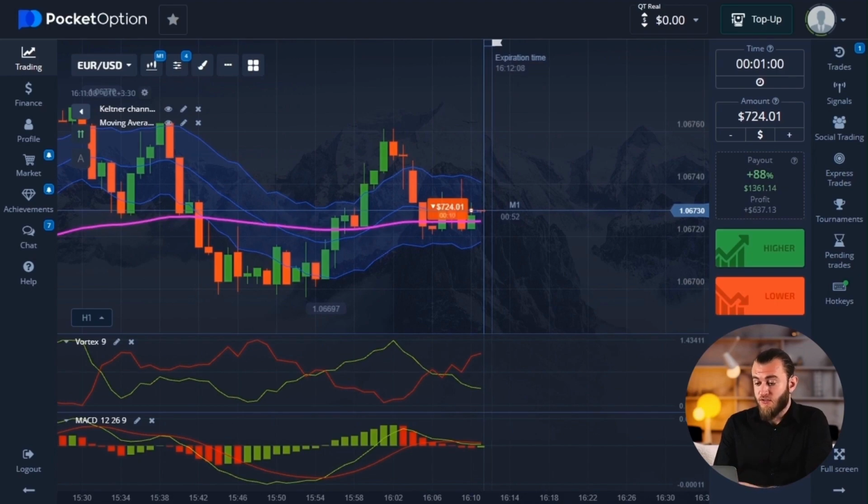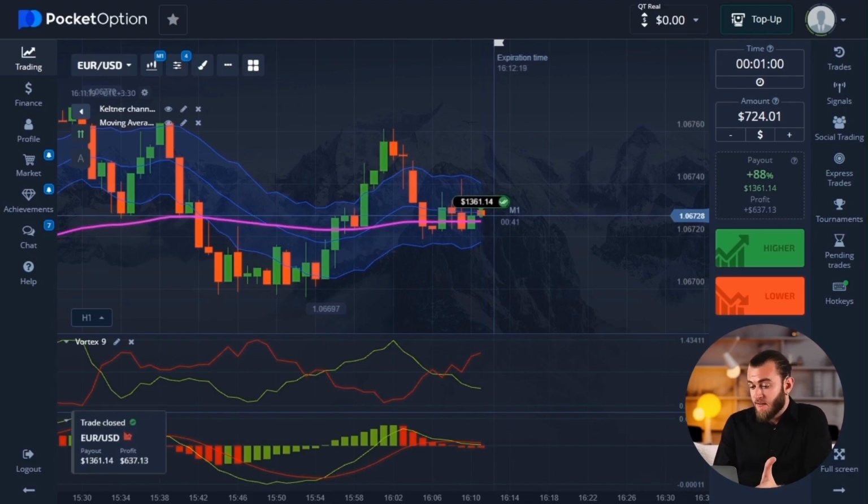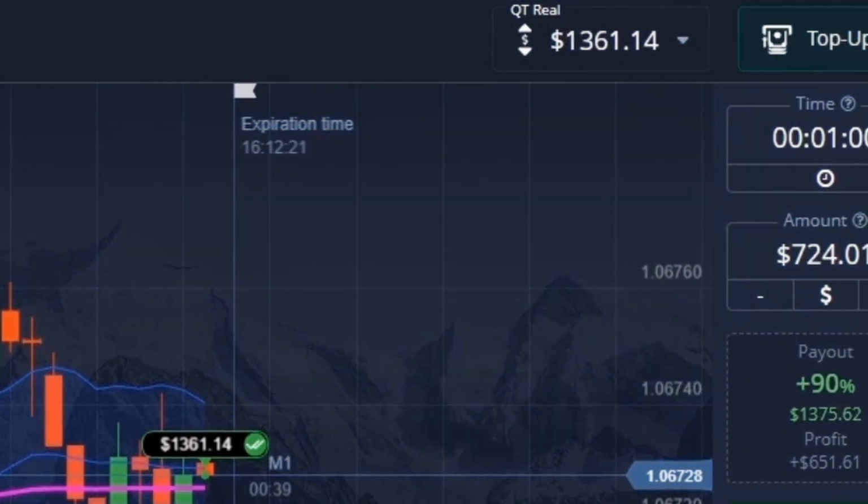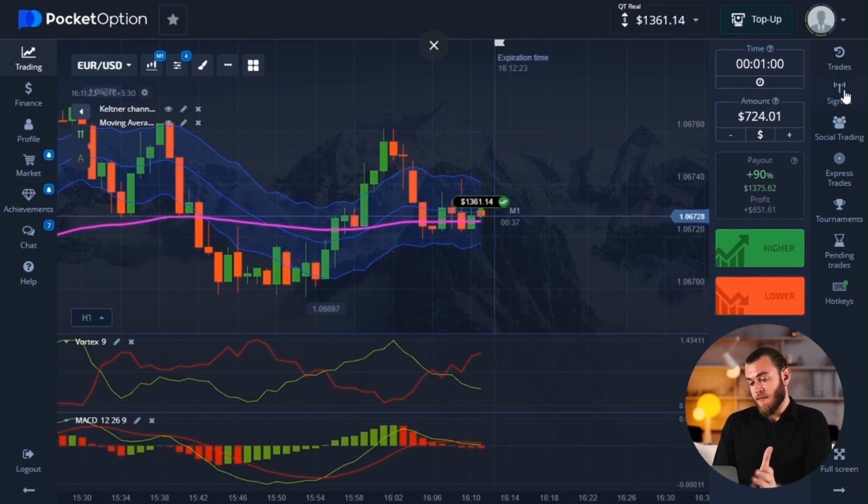That's why I don't focus on indicator settings in my videos. Today, let's say I set up Vortex 9 periods, but tomorrow the market will be, let's say, different. Another will be the setup of our indicator. $1361 applies to the balance. Great, let's move on.